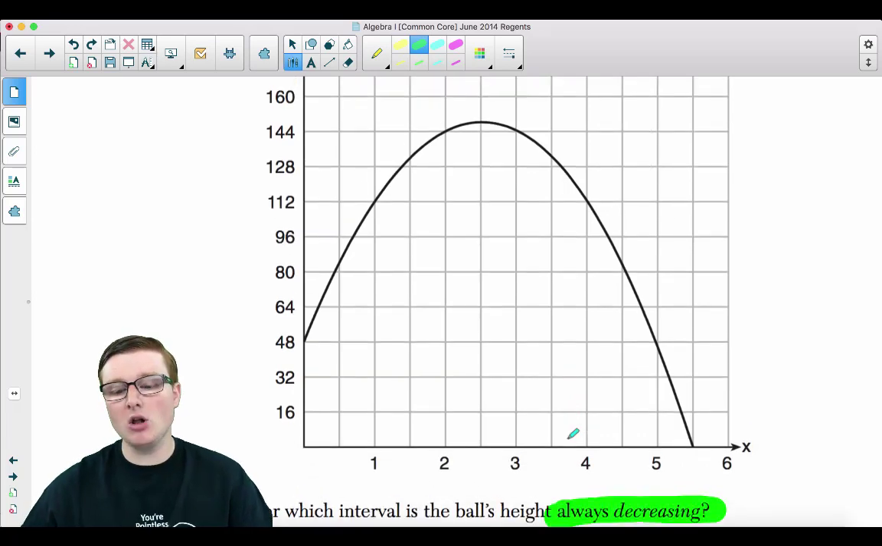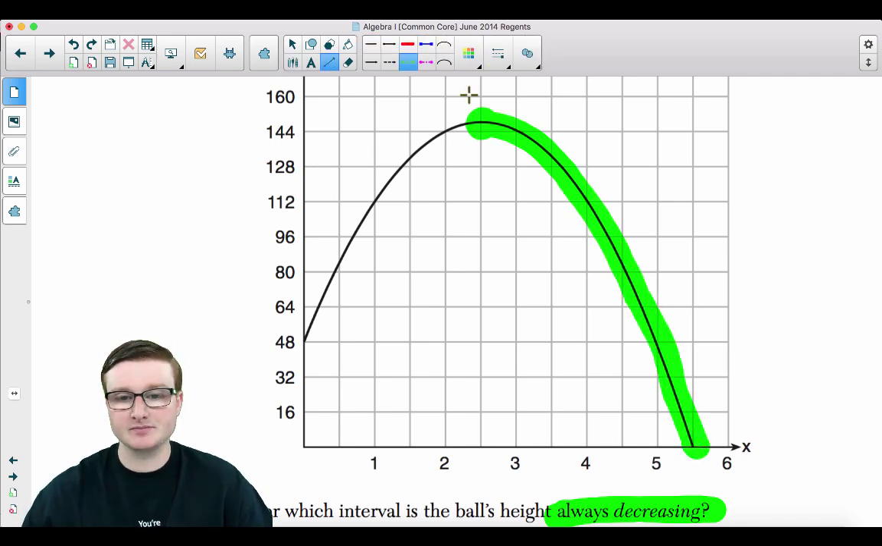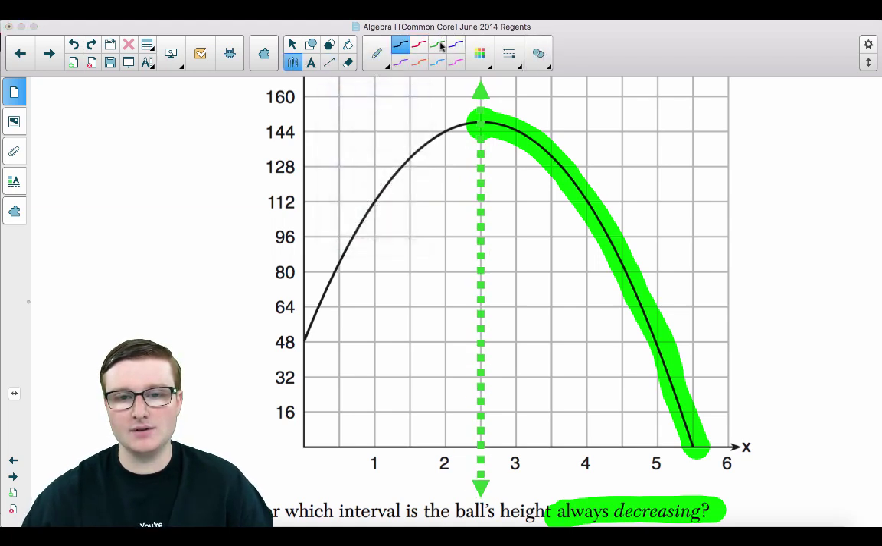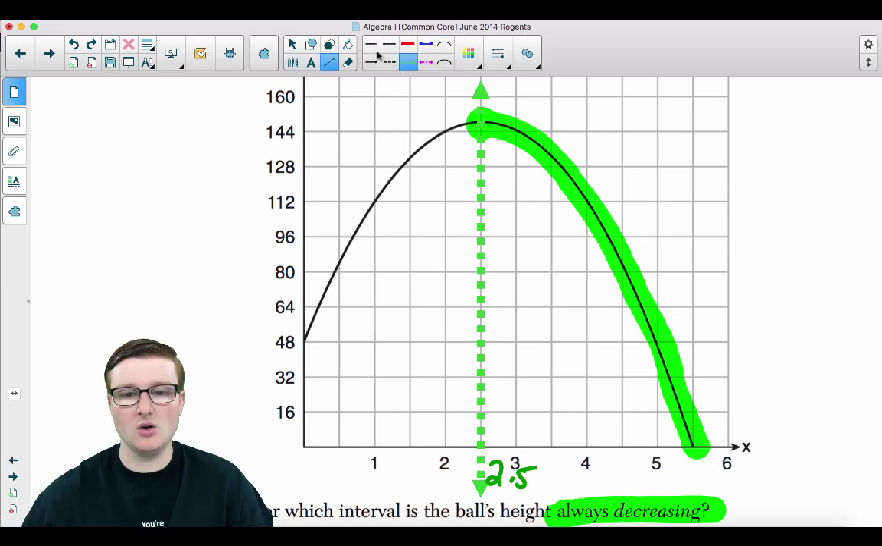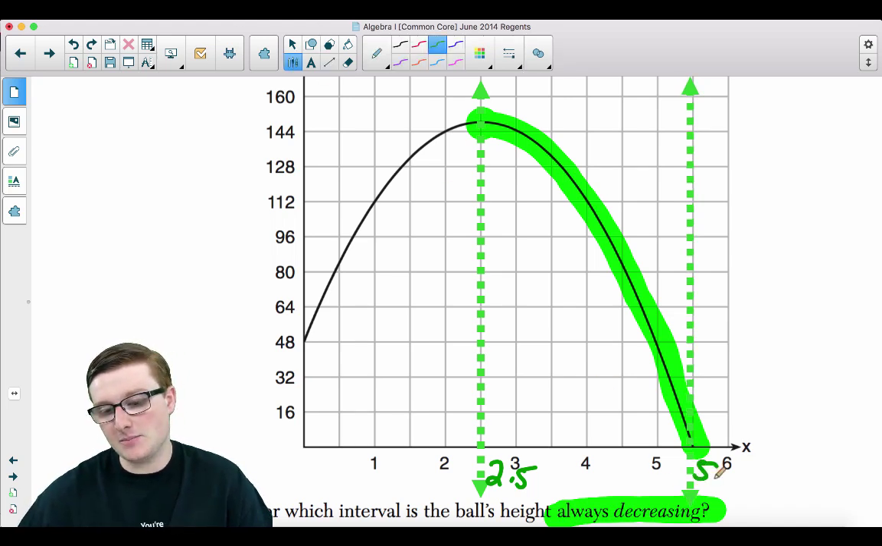So where is the ball always going down? Well, it starts to go down here, and it's decreasing, decreasing, decreasing, decreasing. So what value is this? Well, this value right here, that is a value of 2.5. So if we go over here to the right, well, what value is this? Well, that line is 5.5.